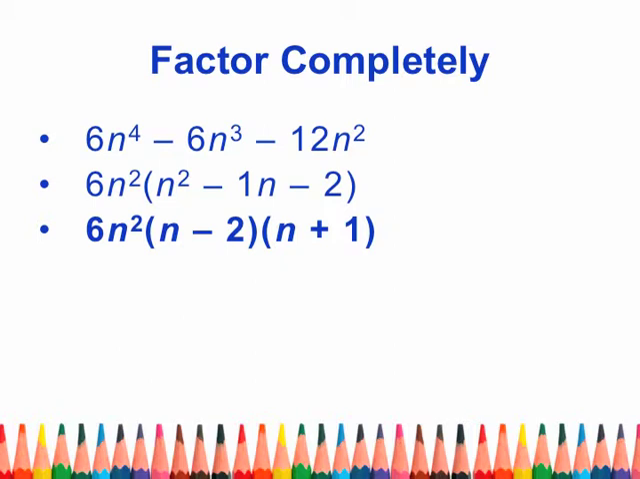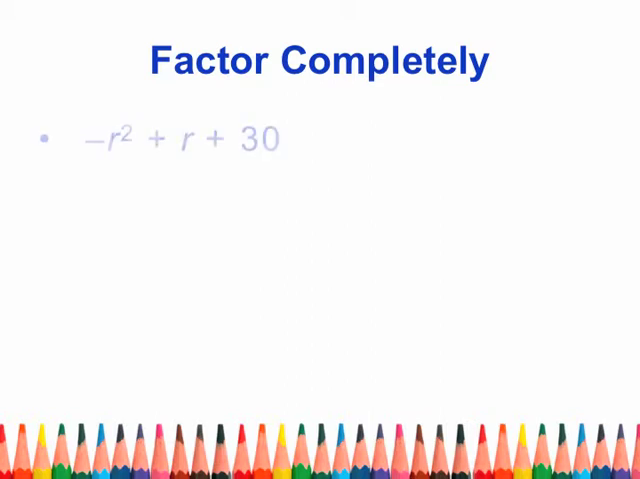Two more examples. Okay, this is an interesting style problem because at first glance it does not look like there's a common factor that you can take out of all three terms. But with trinomials, we always want the leading coefficient to be positive. And there's a negative in front of the r squared. So we're going to factor out a -1.